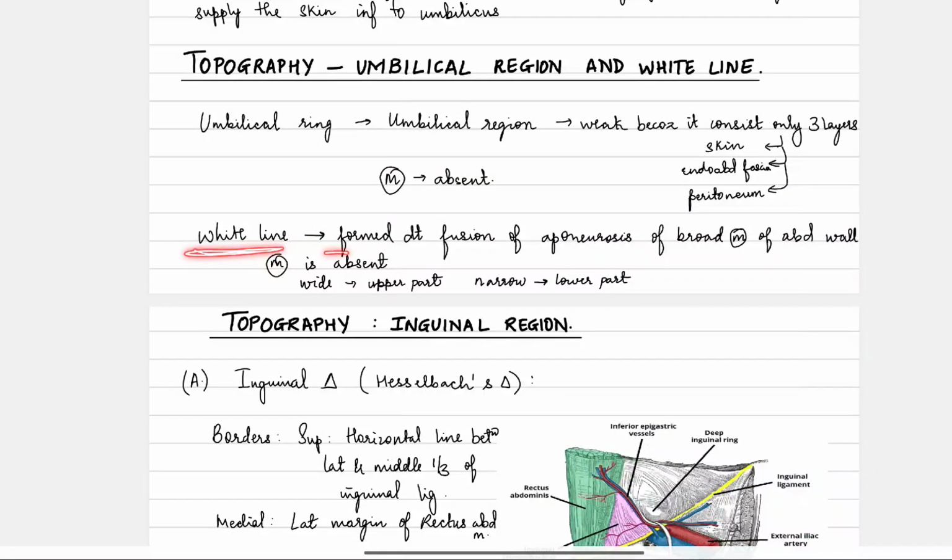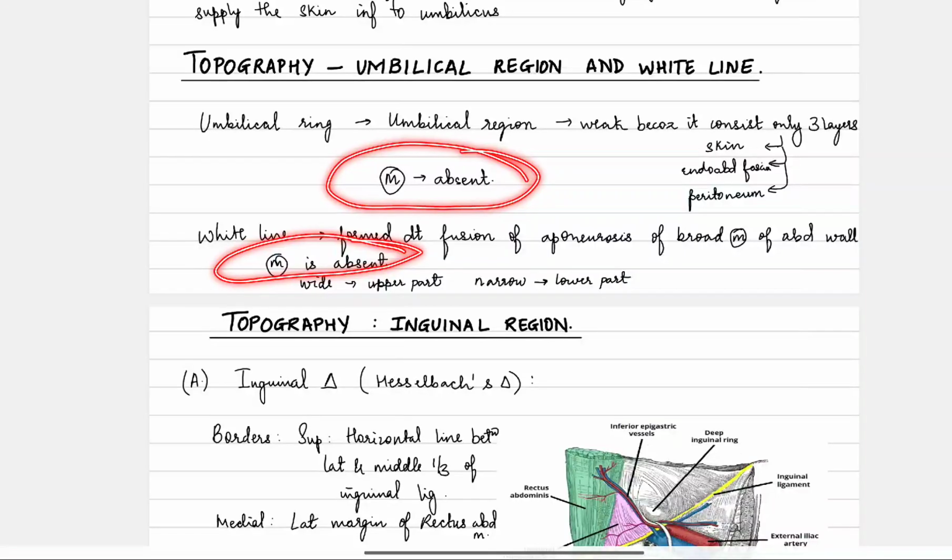White line is formed due to fusion of aponeurosis of broad muscles of abdominal wall where muscle is absent. It is wide in the upper part and narrow in the lower part. Keep in mind, wherever the hernia is forming in the white line and the umbilical region, muscles are absent.